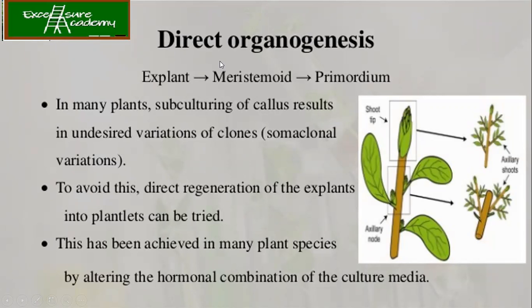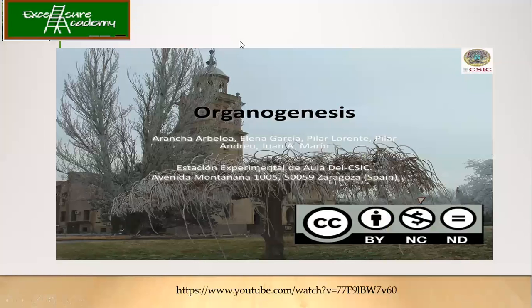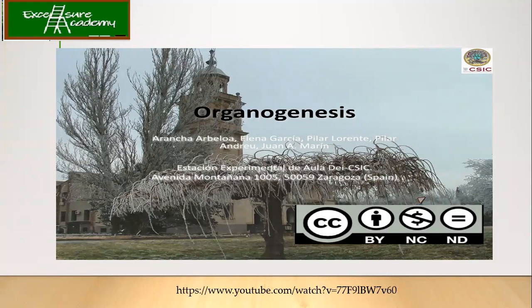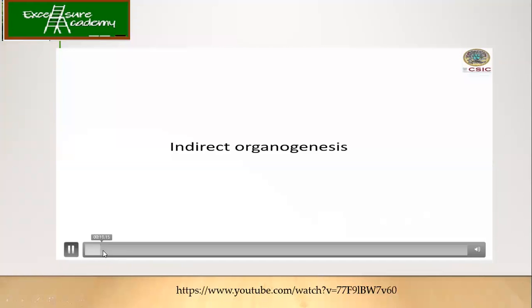Now, how can this be achieved? By altering the hormonal combination of the culture media, of course. And this is another video made by people working in Spain. Very nicely they have shown the electron micrograph images. Also they have shown when a callus is formed and when the callus gets converted into shoot and root. All those things can be seen in this video.